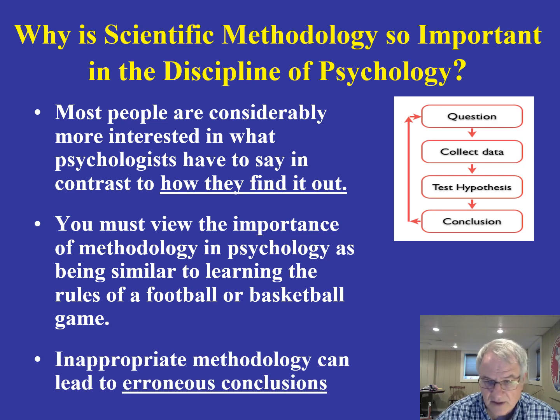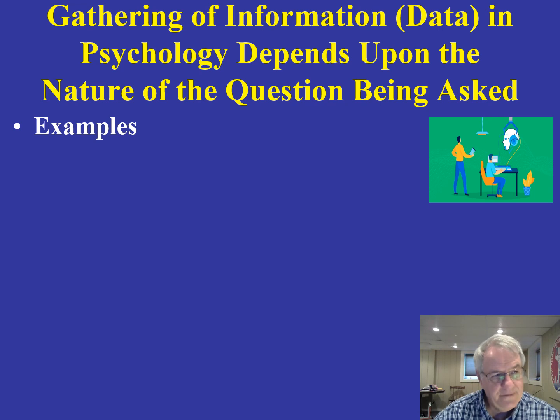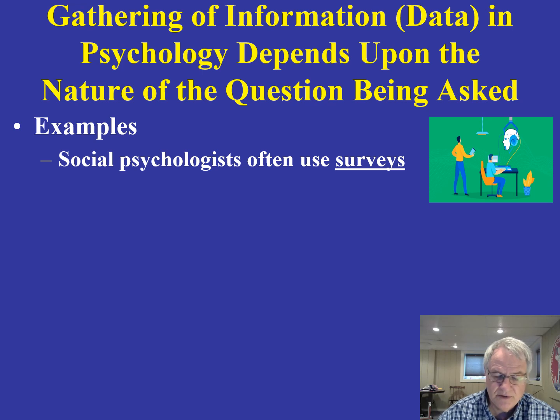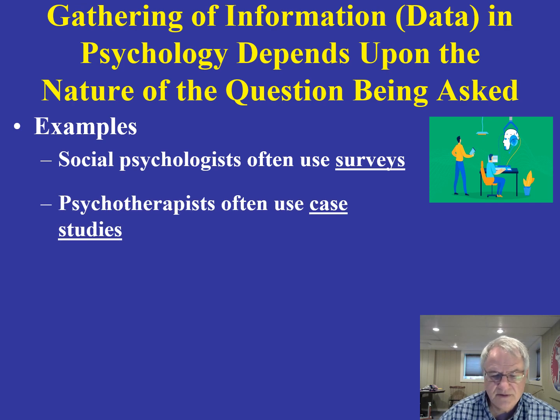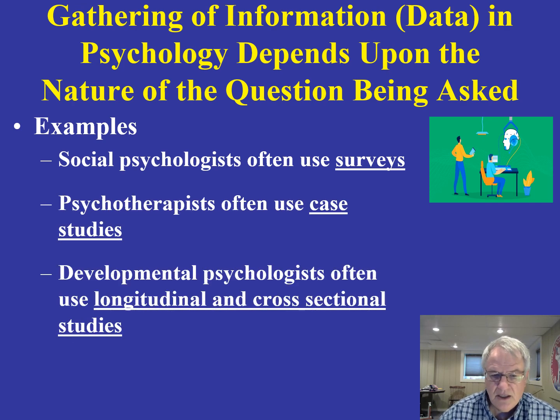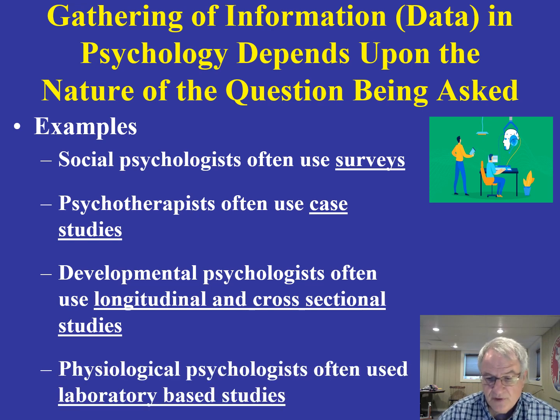Indeed, those methods are very important. If we use them inappropriately, they can lead to all kinds of erroneous conclusions. So again, we're going to be spending a little bit of time on this in terms of methodology. We gather information in psychology in a number of different ways. Social psychologists, for example, use surveys. We're going to talk about surveys. Psychotherapists use case studies. Developmental psychologists use what we call longitudinal and cross-sectional studies. Physiological psychologists and experimental psychologists use what we call laboratory-based studies.